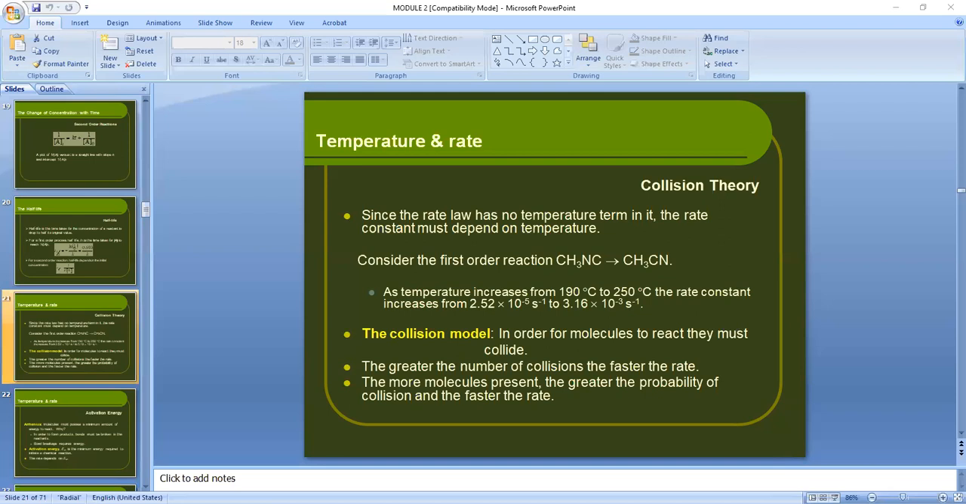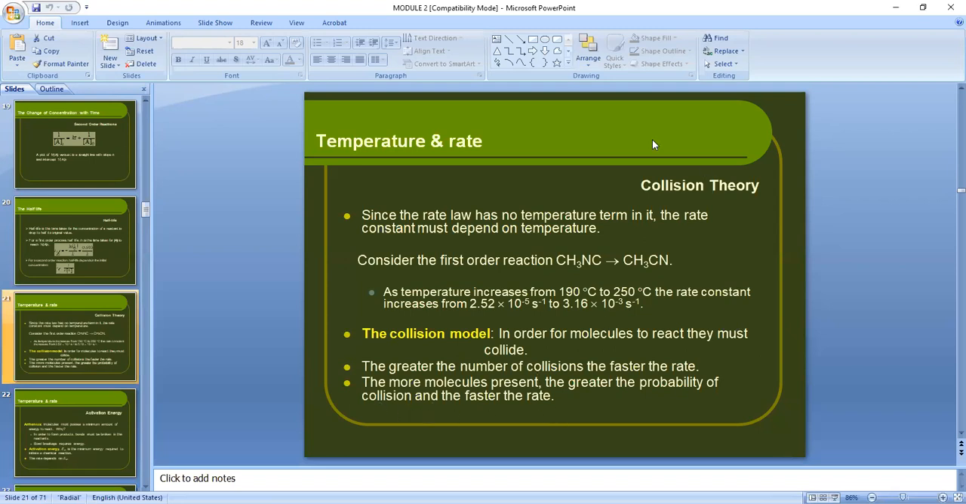Now, what about the collision theory? In order for molecules to react, they need to collide. The greater the number of collisions, the faster is the rate of the reaction. And the more molecules present, the greater the probability of collision because they're already crowded, and faster will be the rate.